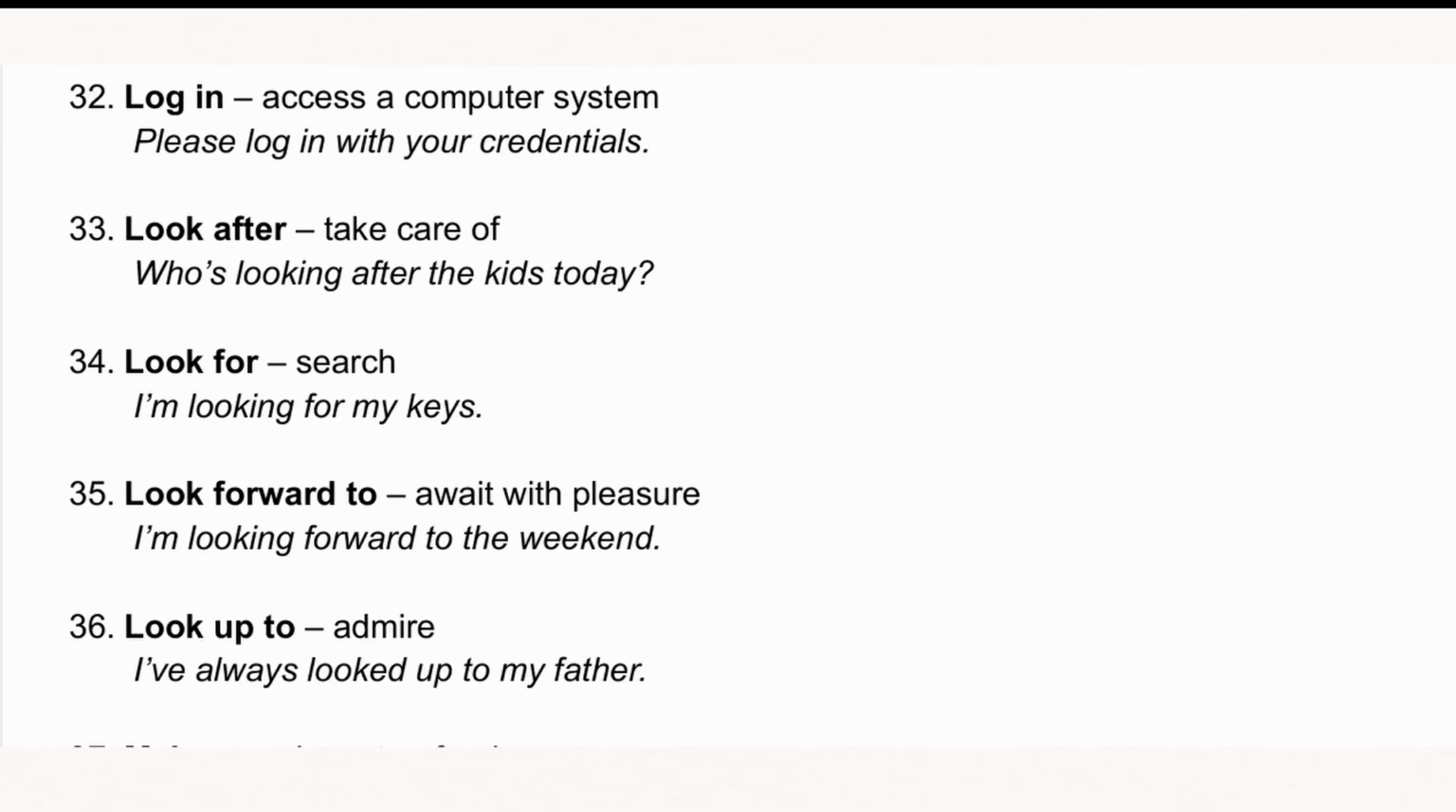34. To look for. We talked also about it, which is to search. I'm looking for my keys. 35. Look forward to. Await with pleasure. I'm looking forward to the weekend. This means feeling happy about something which is to happen. I'm looking forward to the weekend.